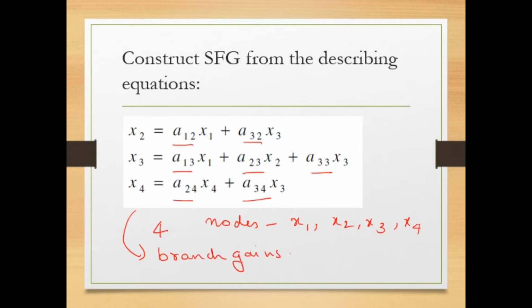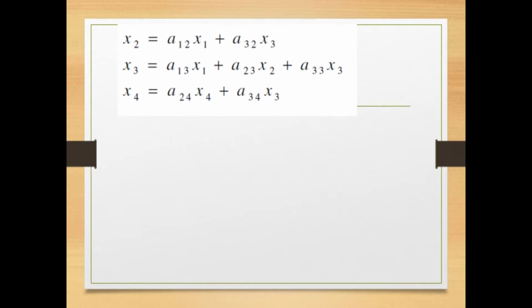So using these three equations, we will construct the signal flow graph. We have these equations here. First we will represent the nodes, that is x1, x2, x3 and x4. The first node is x1, second node x2, third node x3, fourth node x4. Okay, these are the nodes.